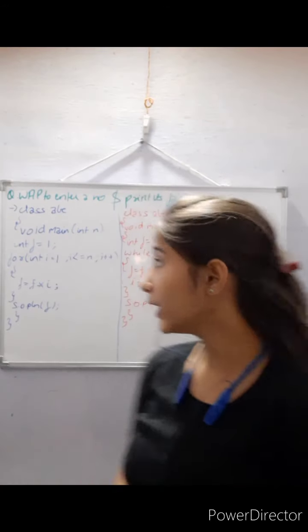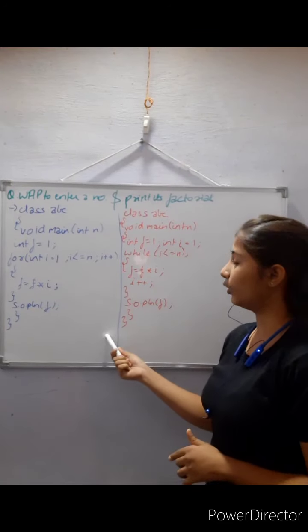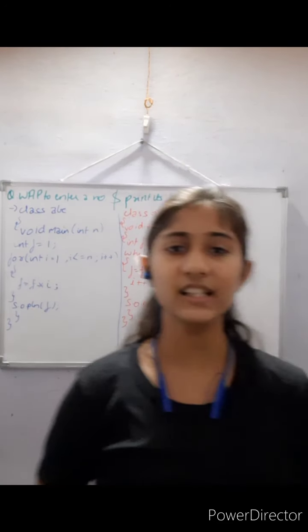So in today's video we are going to study the program WAP to enter a number and print its factorial using for loop and while loop. So firstly we should know how to take out the factorial of a number.